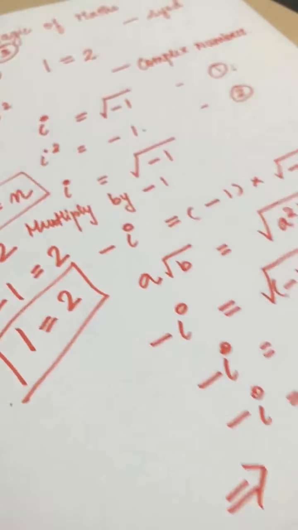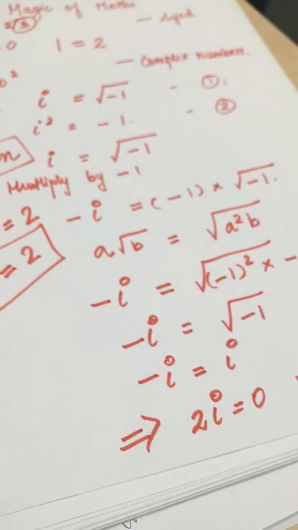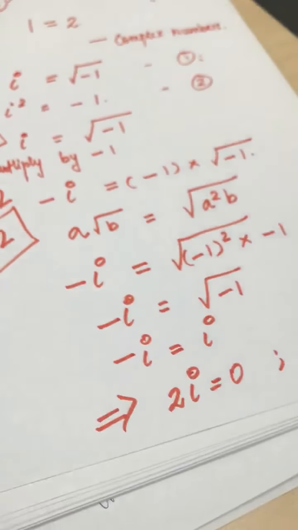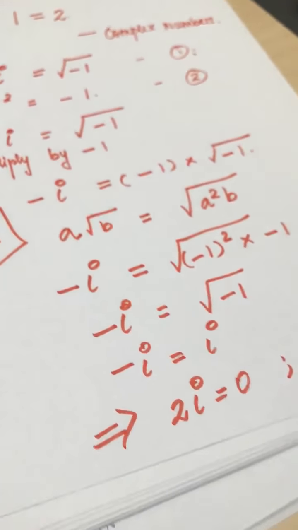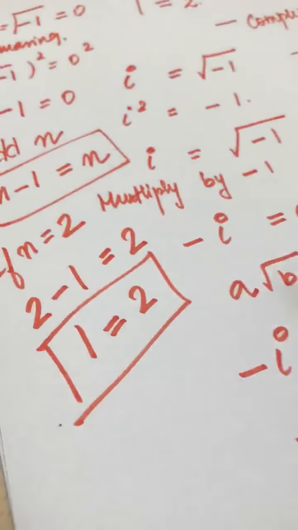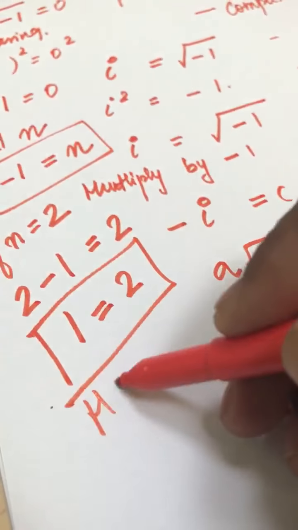I don't know what your comment would be. You can go through the steps. Let me know what's the mistake I have done and what the mistake is called in mathematics. 1 is equal to 2, guys, using complex numbers, something like the magic of maths.